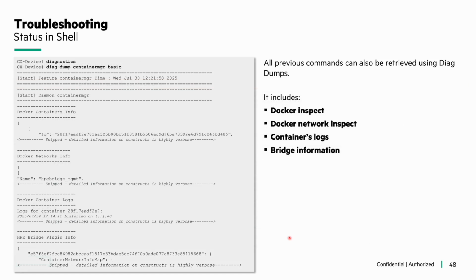And finally, you can also get access to different information using a diag dump, which includes Docker inspect, Docker network inspect, container logs, and bridge information.